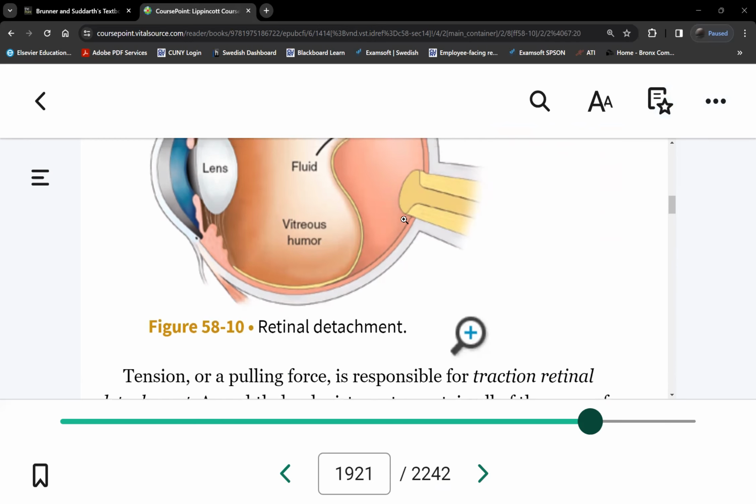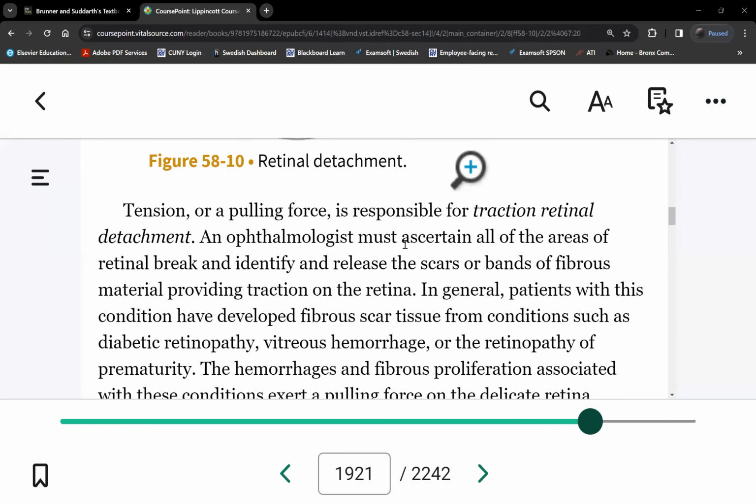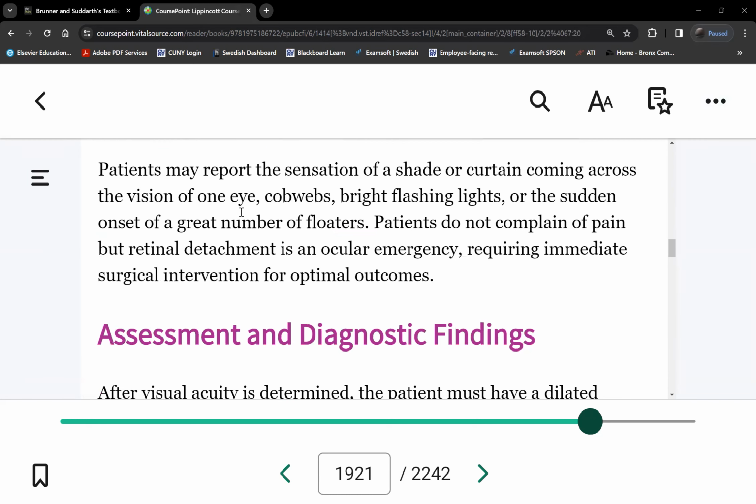Now, once there's detachment, these are the manifestations. This was mentioned earlier after cataract surgery, because again, does cataract surgery possibly cause retinal detachment? Yes. It's like a shade or curtain across the vision of one eye, flashing bright lights, or floaters.